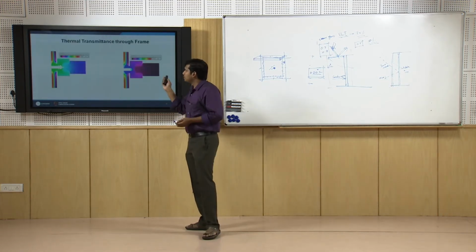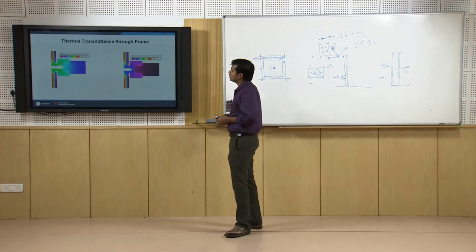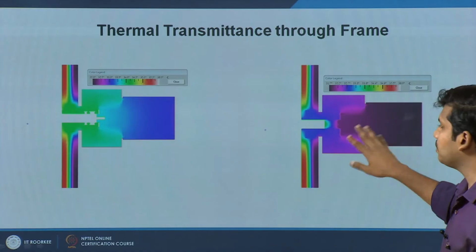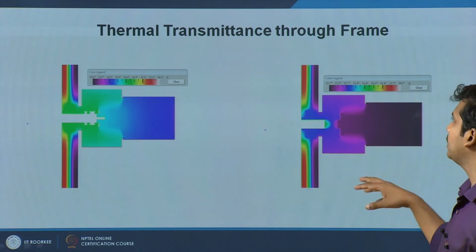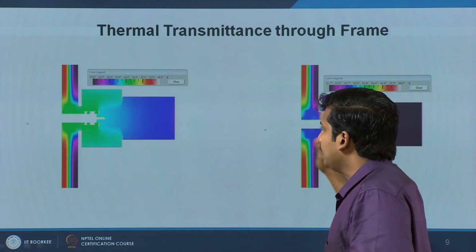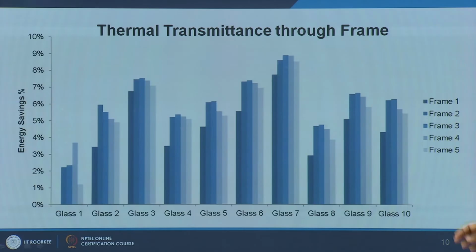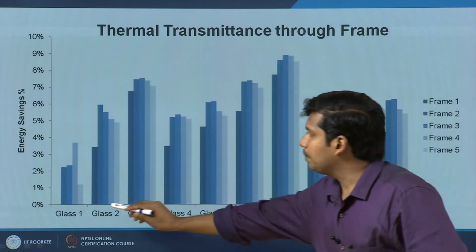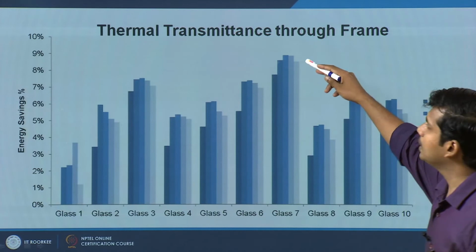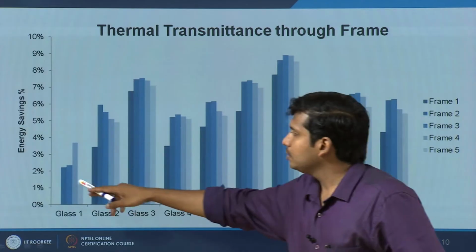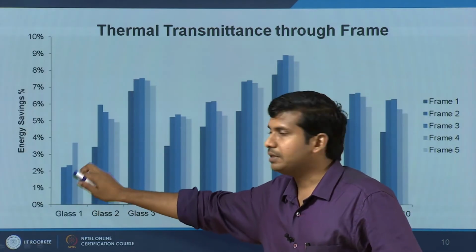Just to give you a better picture of what I have been talking about, two different frame systems, this particular frame versus the other one. I am not getting into details of what frame it is and what they actually mean, but typically the heat transfer through this frame is relatively higher compared to this. Regarding the effect of different frames, we took 10 different glasses, 5 different frames, and looked at how much energy saving happened. Yes, glass has a lot of impact. Here you get about 8 to 9% saving, whereas you get around 1 to 2% saving in this particular glass.